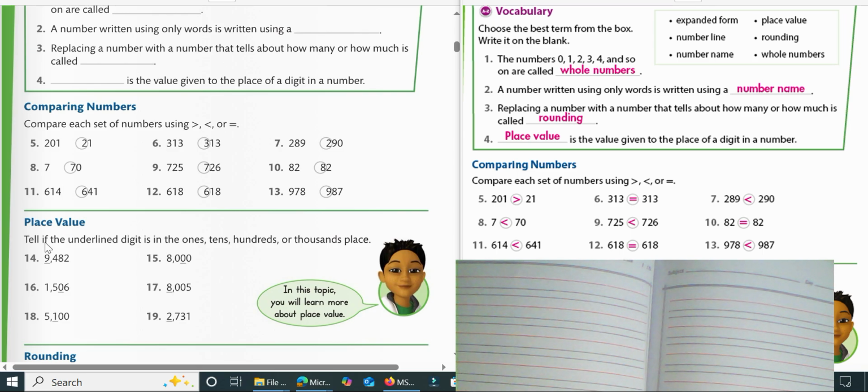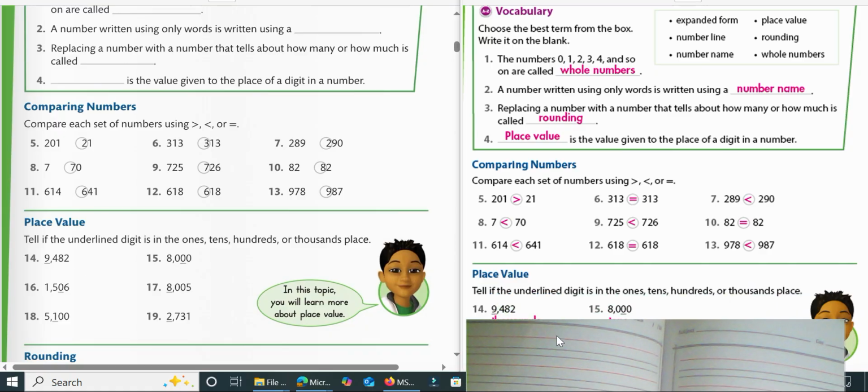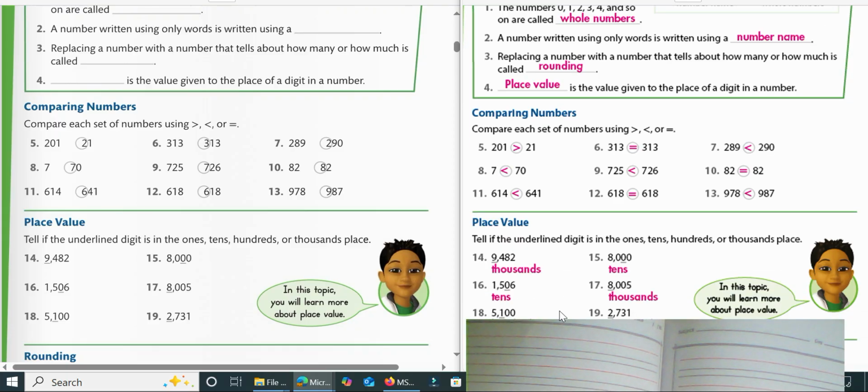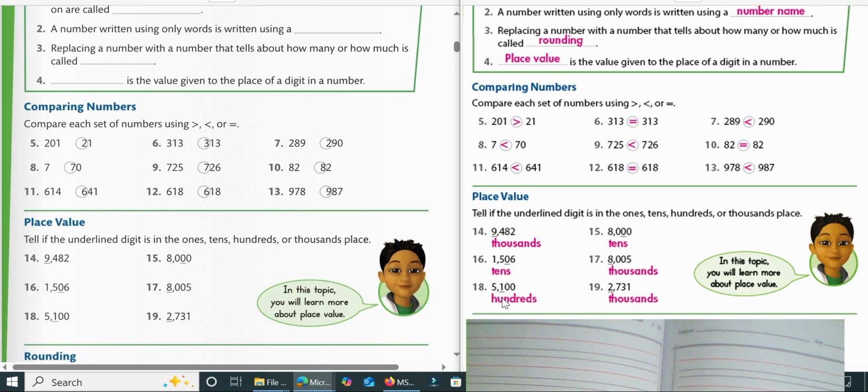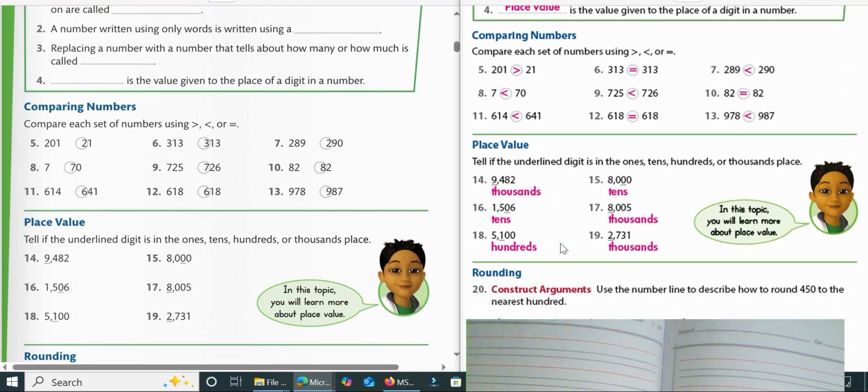Question about place value. If the underlined digit is in the ones, tens, hundreds, or thousands place, 9 here lies in the thousands place, 0 in the ones and 0 here in the tens. Okay, write the answer here. And 1506, we have 0 lies in the tens and 8 here lies in the thousands. 5100, 1 here lies in the hundreds and 2 here lies in the thousands.